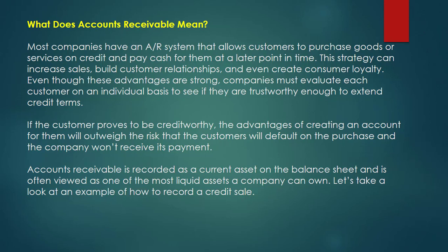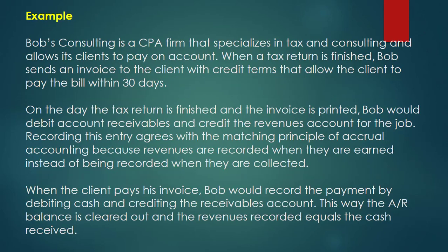Let's take a look at an example so that you can understand it better. So Bob's Consulting is a CPA firm that specializes in tax and consulting and allows its clients to pay on credit. When a tax return is finished, Bob sends an invoice to the client with credit terms that allow the client to pay the bill within 30 days.